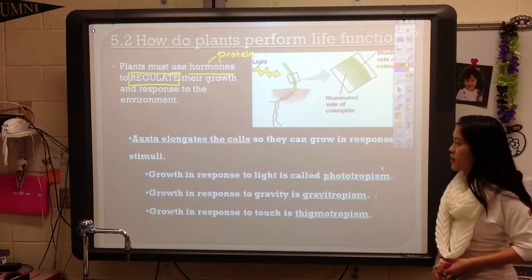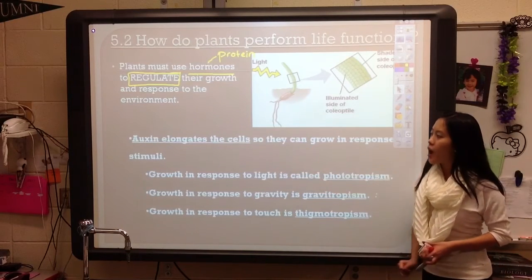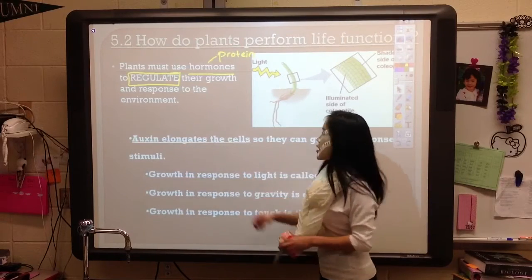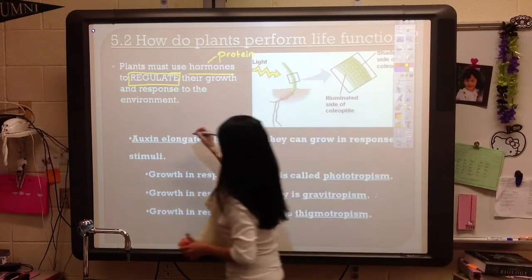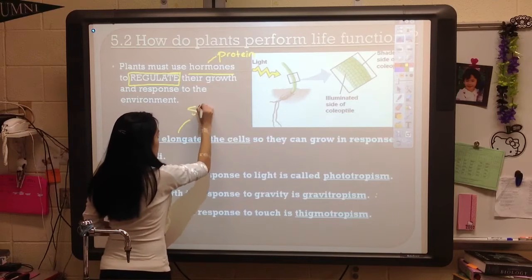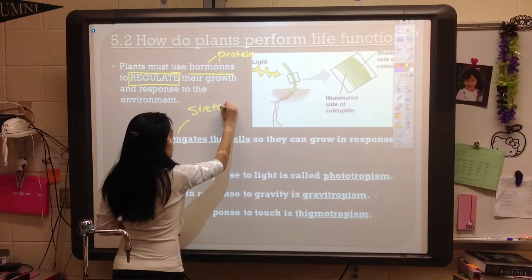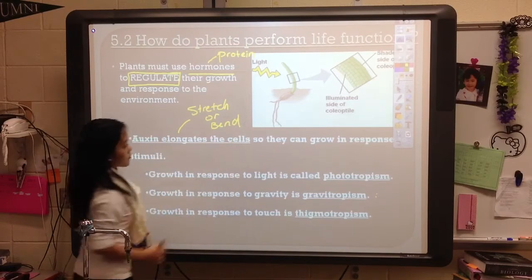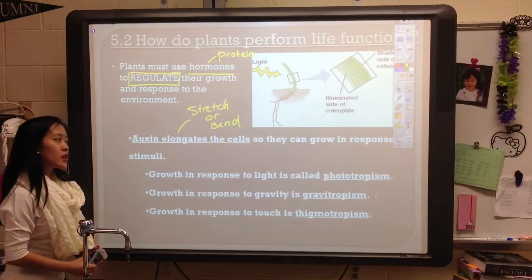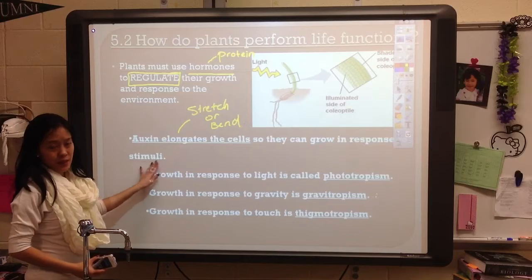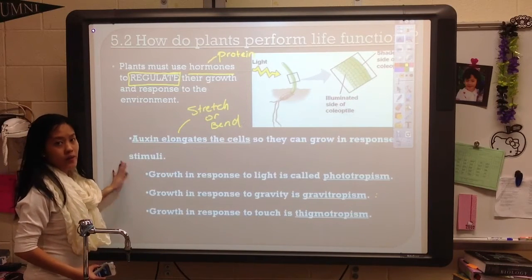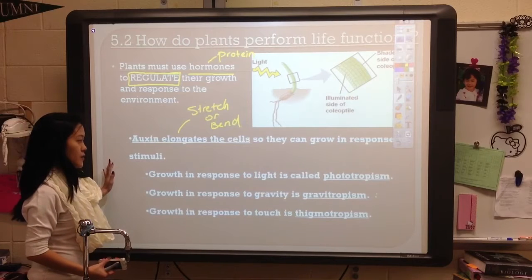The third hormone is auxin, and auxin actually allows for cells to elongate. And when I say elongate, you want to add this in, we mean to stretch or bend. Okay? To stretch or bend. So they can grow in response to stimuli. Stimuli is just something that requires a response or causes a response.